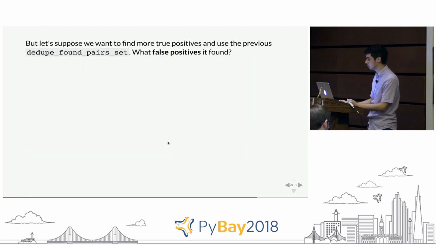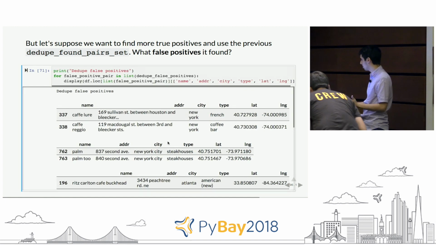Okay, but let's suppose we just want more true positives. What about the false positives dedupe found?